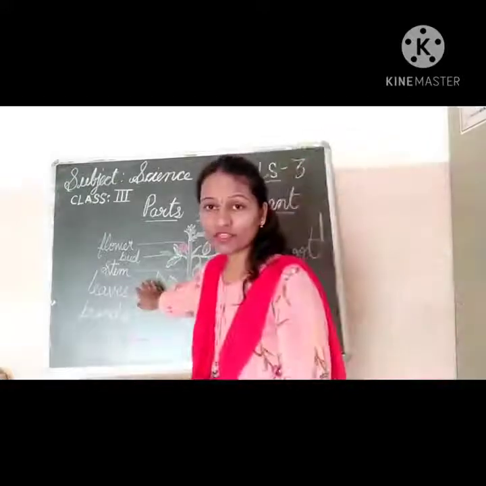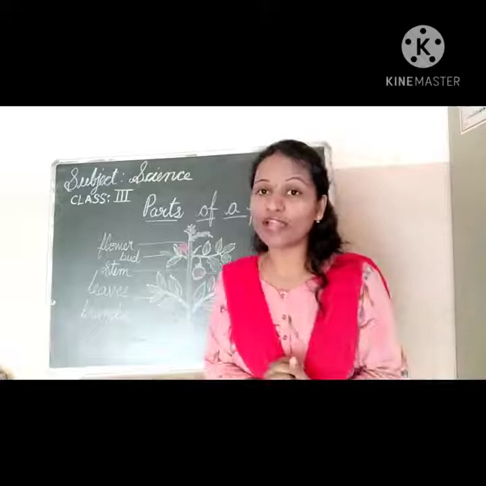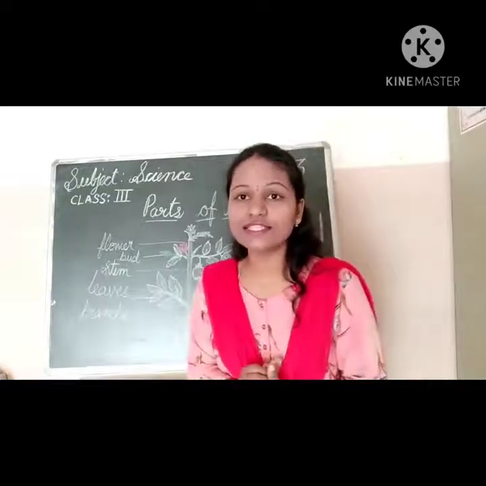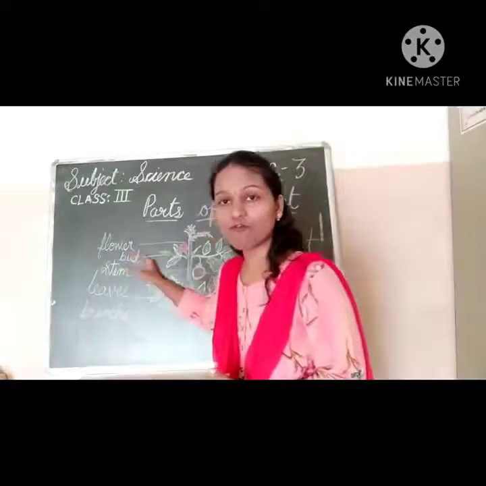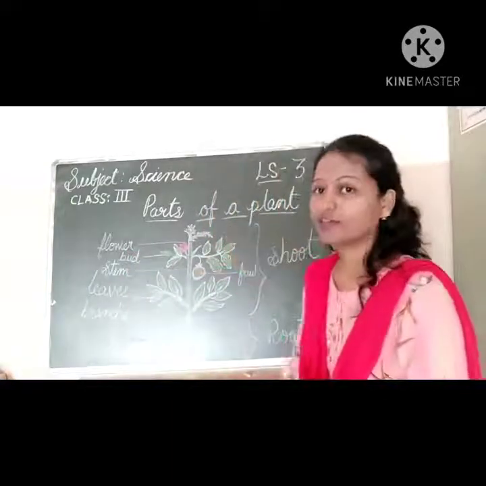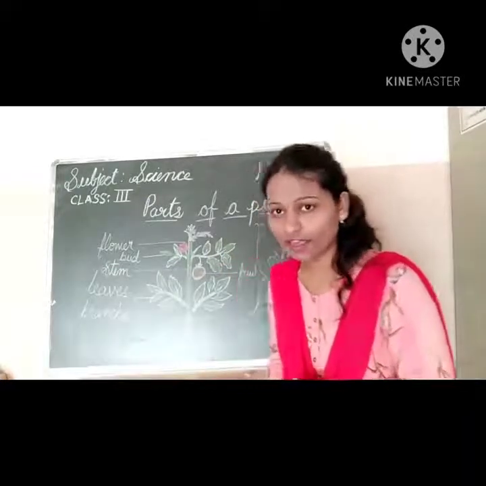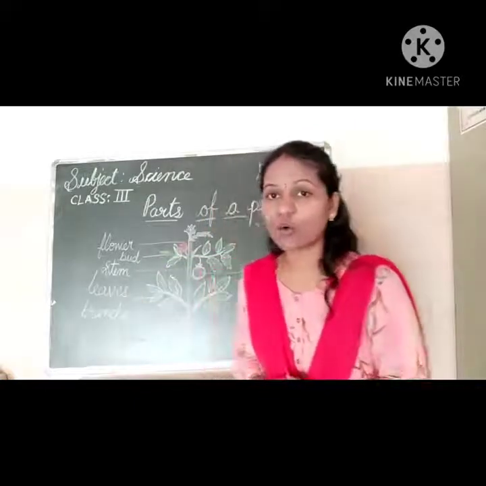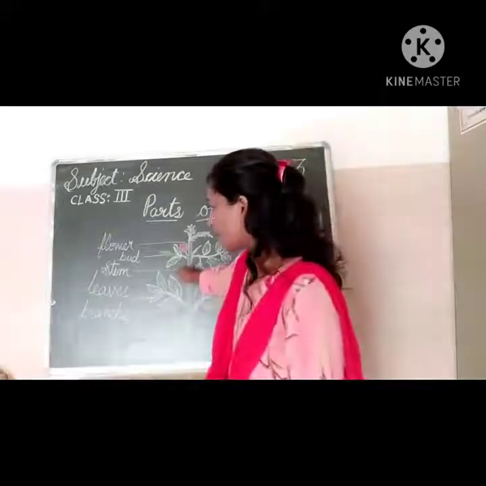What are the functions of leaves, children? A leaf is also called the kitchen of the plant. Why is it called the kitchen of the plant? Because it prepares food for the plant with the help of water, sunlight and air. And a leaf consists of stomata.